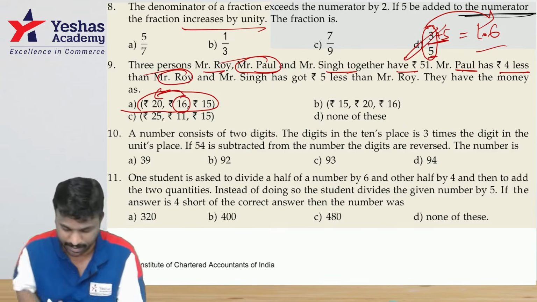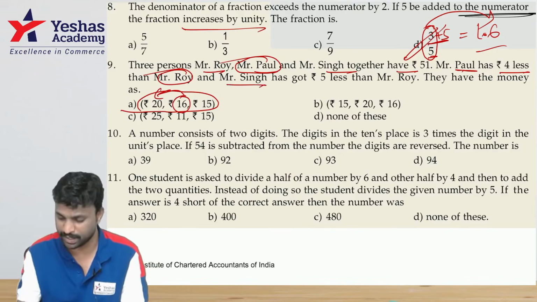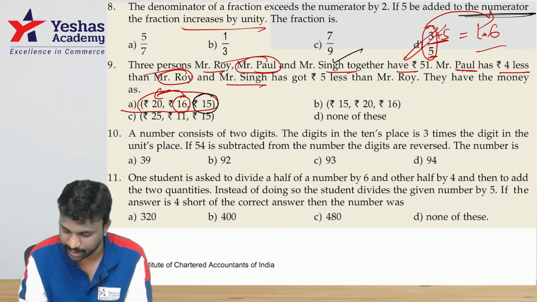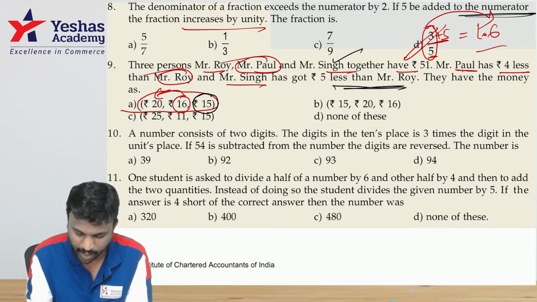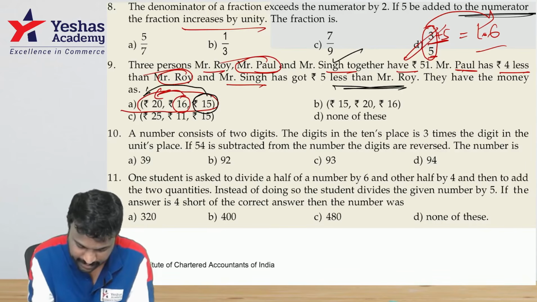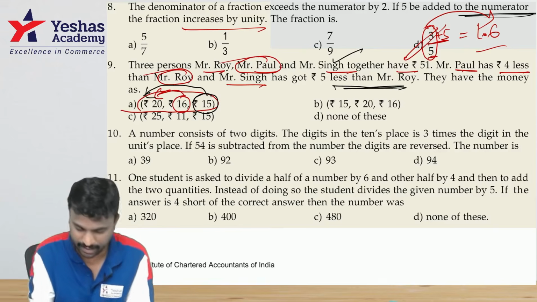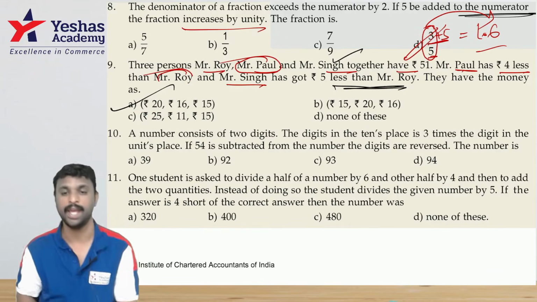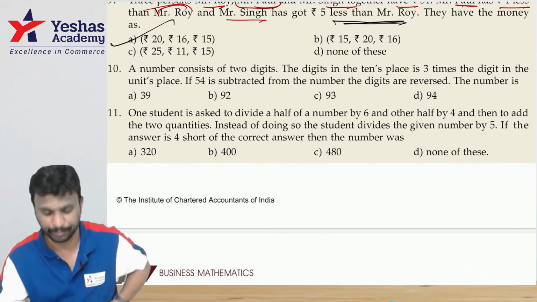Correct? Yes. Mr. Singh, who is Mr. Singh? The third person. Yes or no? The third person gets how much? 15. Isn't it 5 less than Mr. Roy? 15 is definitely 5 less than 20. So the first option satisfies all the conditions. Therefore, option A itself is the right answer.